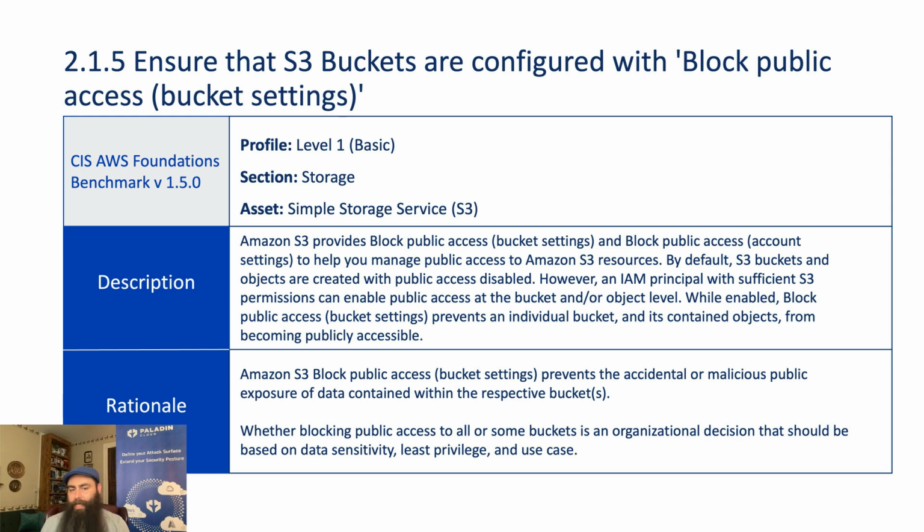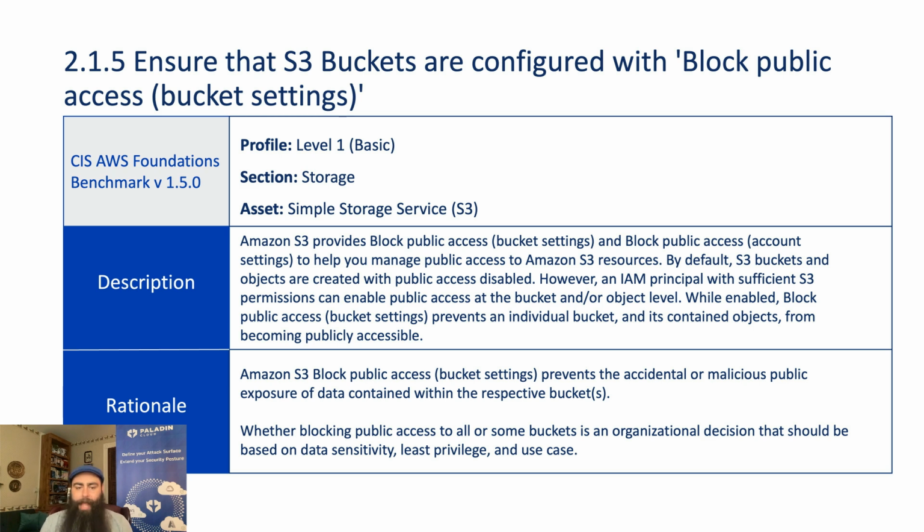CIS describes this recommendation as: Amazon S3 provides block public access to help you manage public access to Amazon S3 resources. By default, S3 buckets and objects are created with public access disabled. However, an IAM principal with sufficient S3 permissions can enable public access at the bucket or object level. When enabled, block public access prevents an individual bucket and its contained objects from becoming publicly accessible. This setting lets us block public access to our S3 bucket, but why do we want to do that?